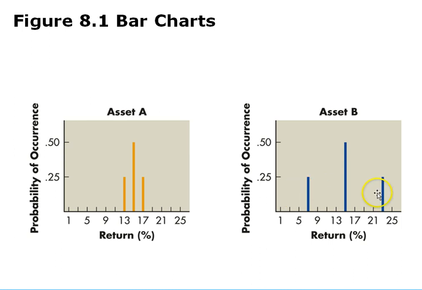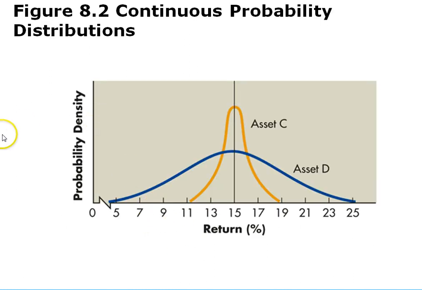So you see the dispersion is greater for asset B than asset A. So this tighter dispersion is what makes asset A less risky. If we look at it on a continuum, we see that asset D has a much larger range. They both have the same average return, which is important.